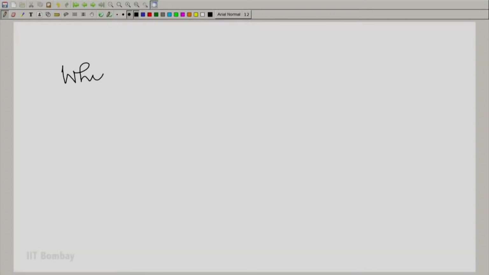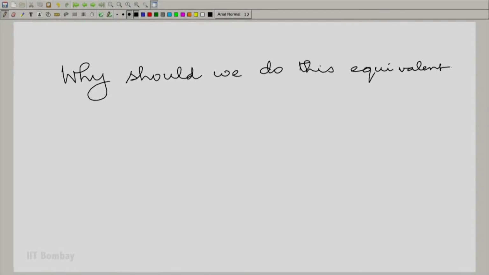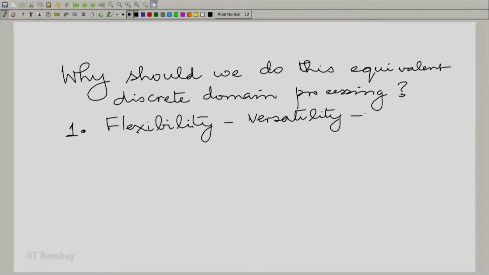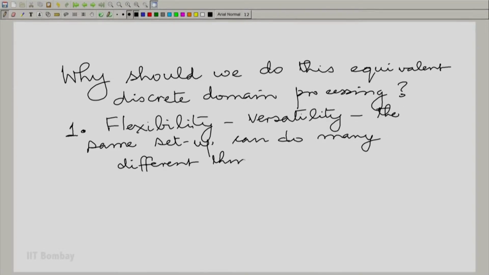So, let us put down the points. Why should we be doing all this? Why digital signal processing? Why should we do this equivalent discrete domain processing? Many reasons. Reason number one, we had talked about flexibility or versatility. The same setup can do many different things.